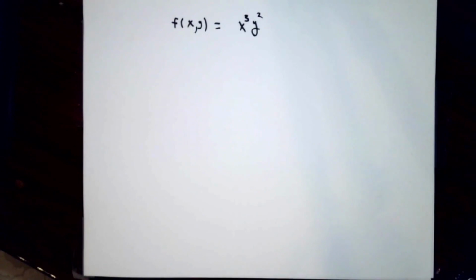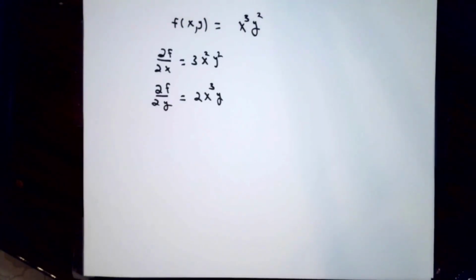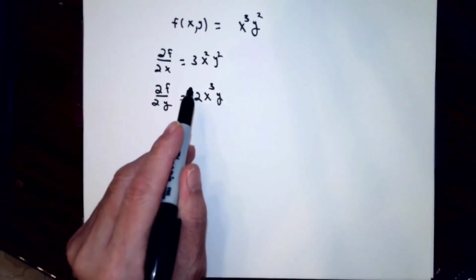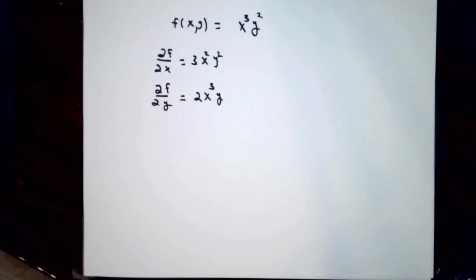This is a polynomial function. Its partial derivatives are easy to calculate. The partial derivatives themselves are polynomials, and polynomials are continuous every place, so this fact tells me that my original function is differentiable every place. We don't even really need to do any work on this one.